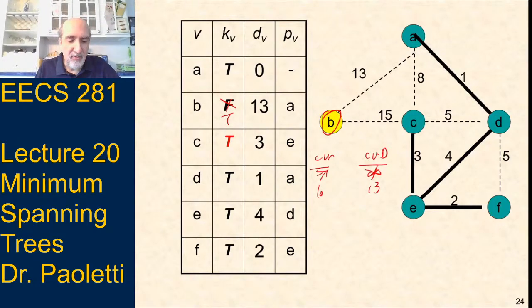Step 3, update the false neighbors. Okay, we go through the table. Everybody's true. There's no one to update. We are done.